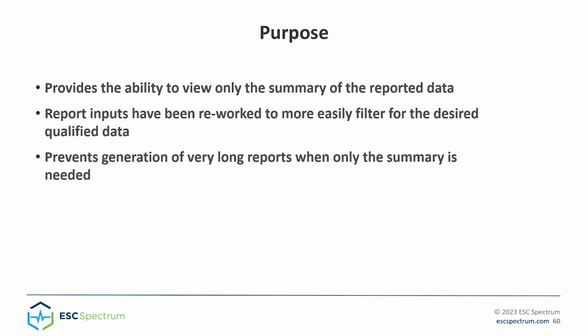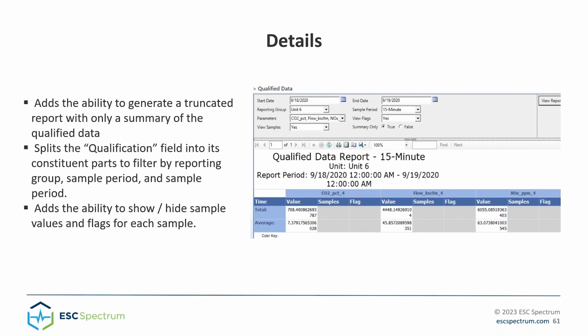You can choose to have just summary data run, and it will only return that and not each of your qualified records. In the example here, we've got a 15-minute report, but if this is running over several days, you may not want to return all of those records. You just want the summary data. So you can choose summary only true, and the report will run and not return each 15-minute record, just the summary data.